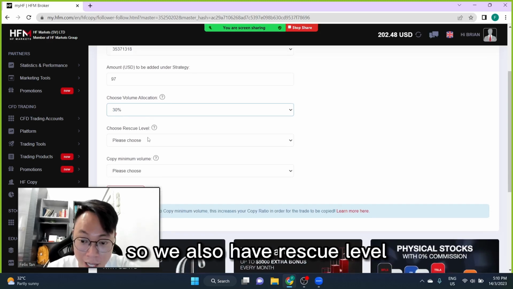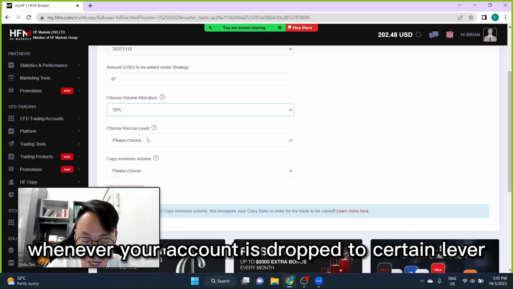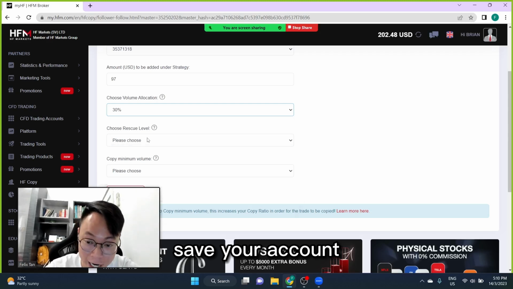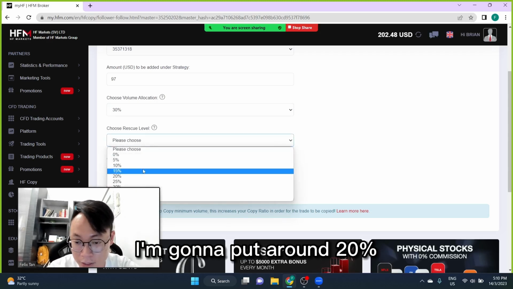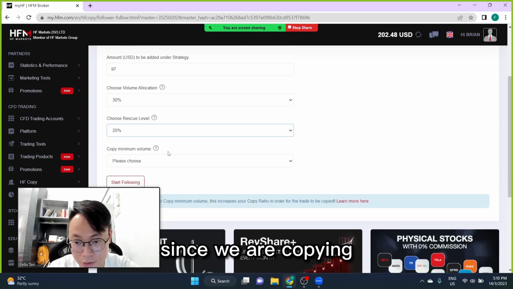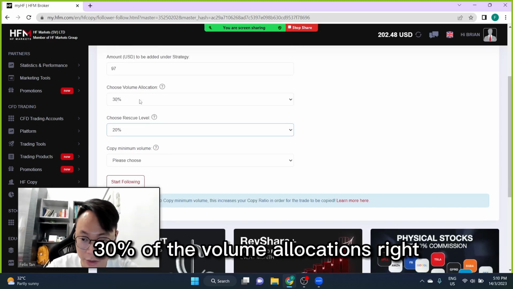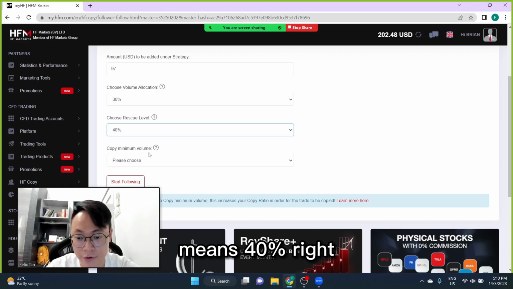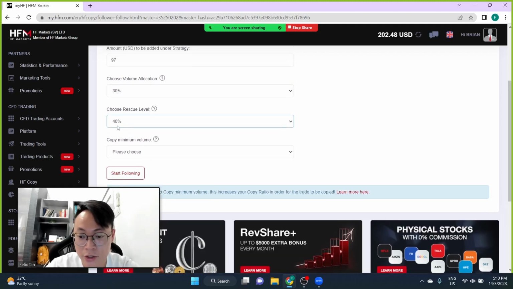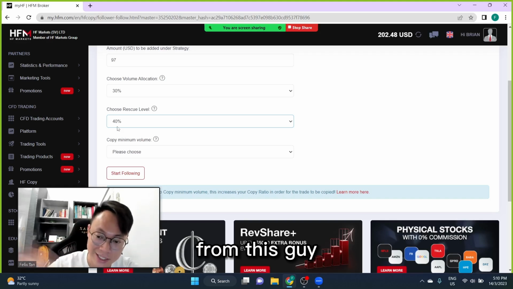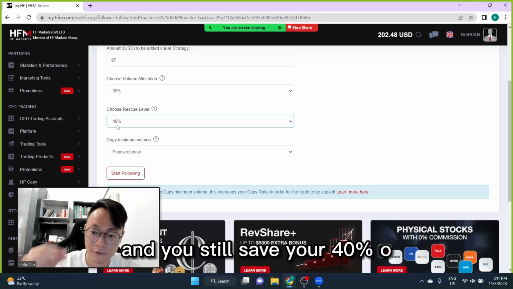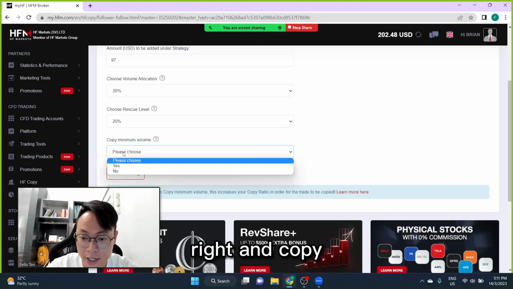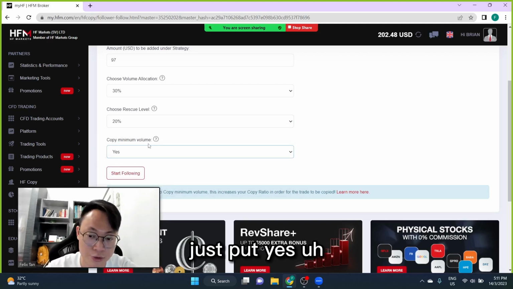We also have a rescue level, which means that whenever your account drops to a certain level, it will automatically close all the copy trades and save your account. So right here, I'm going to put around 20% rescue level since we are copying 30% of the volume allocation, right? But if you want to be safe, you can max out the rescue level, meaning 40%, right? Once it hits 40%, you will stop copy trading from this trader and you still save 40% of your investment. So we're going to put 20% at this point since it's only 100 US dollars, right? And for copy minimum volume, I usually just put yes.